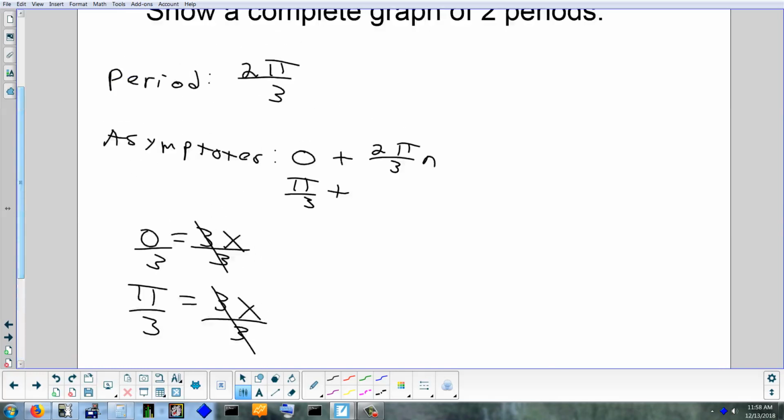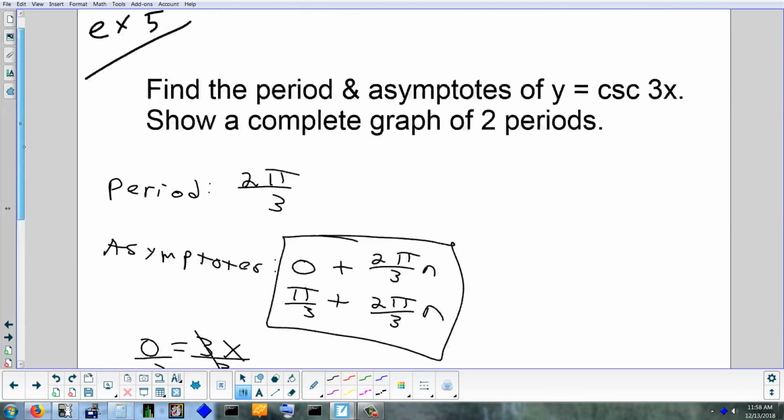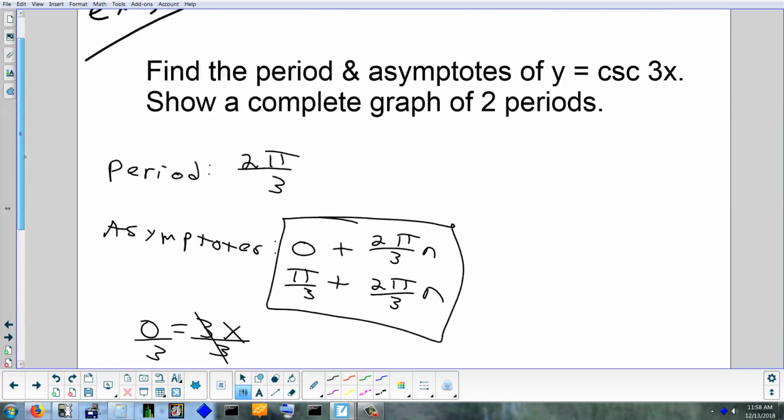And that one is going to keep repeating every 120 degrees. Every 120 degrees, you're going to get another one, or 2 pi over 3 radians. So there's your asymptotes. I'm not worried about showing a complete graph. That's very similar to what one of the test questions is. Okay, any question on that one?